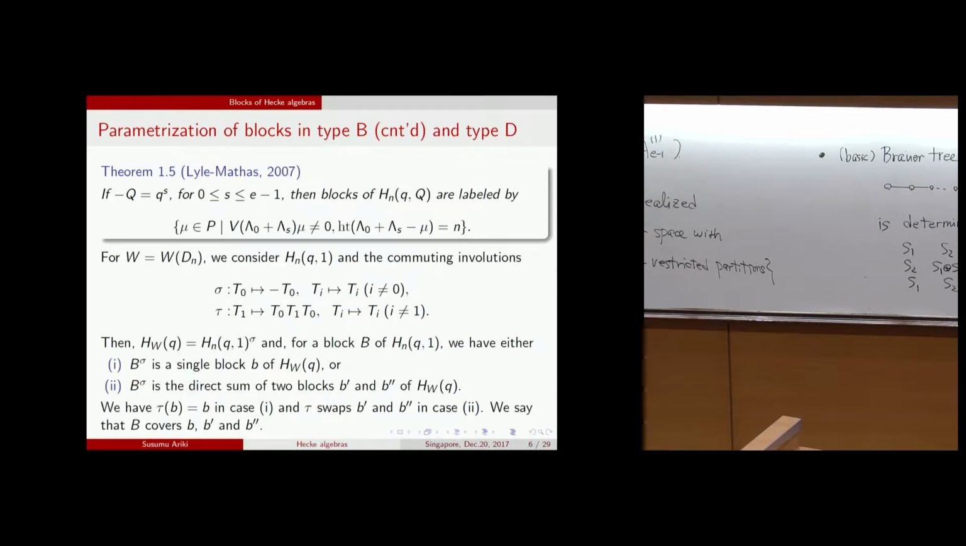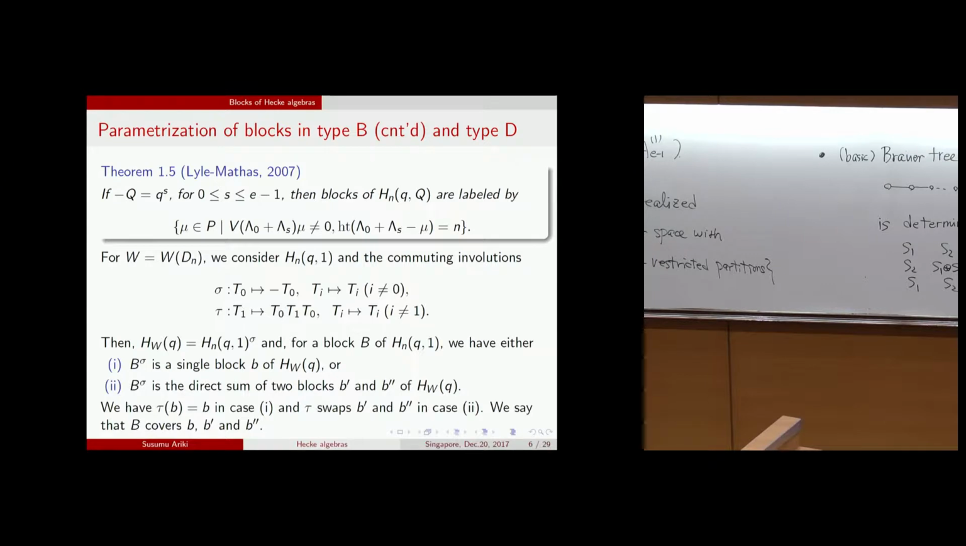And when minus capital Q is a power of q, say q to the s, where s is between 0 and e minus 1, then by the result of Lyle and Mathas, who proved the result for more general cyclotomic Hecke algebras, the blocks of the Hecke algebra are labeled by weights mu, such that mu appears as a weight of V, highest weight module V lambda 0 plus lambda s, and the height of this is equal to n.